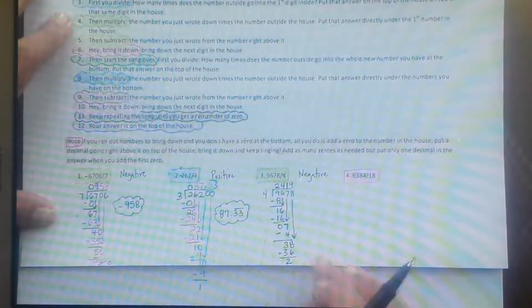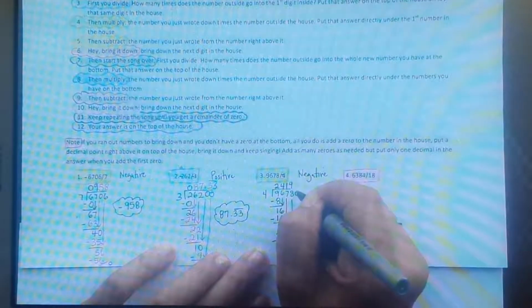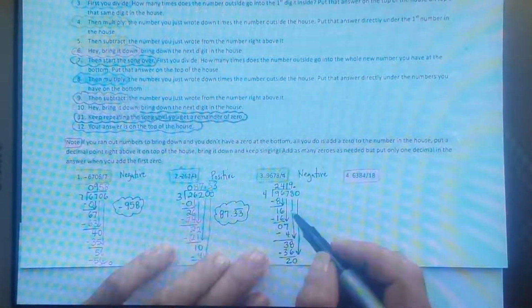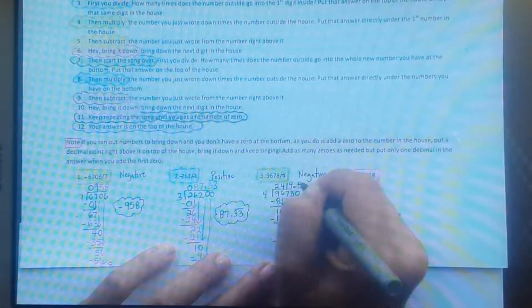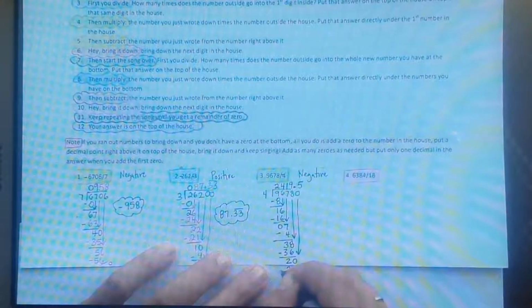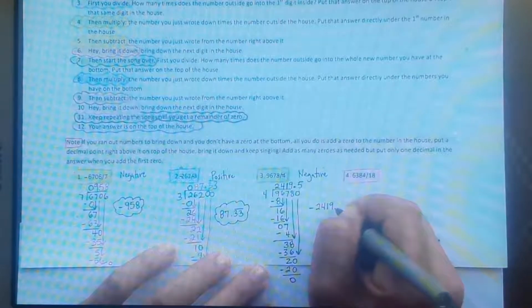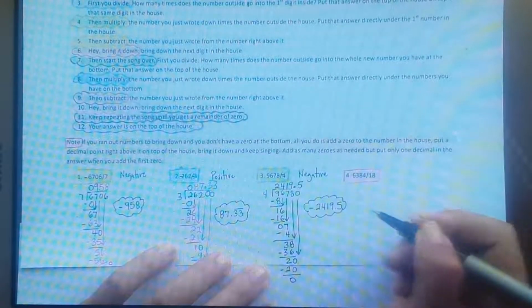So remember, if you run out of numbers to bring down, you don't have a 0 at the bottom. All you do is you add a 0 in the house, put a decimal right above the house, and bring it down and keep singing. So now we're going into 20. 4 into 20. First you divide, 5, then multiply, 20, then subtract. Hey, 0. And there's nothing to bring down, and we're at 0, so that's our final answer. Don't forget that it is negative.